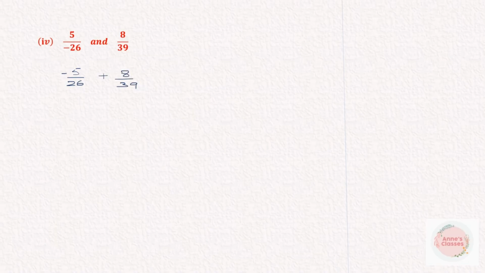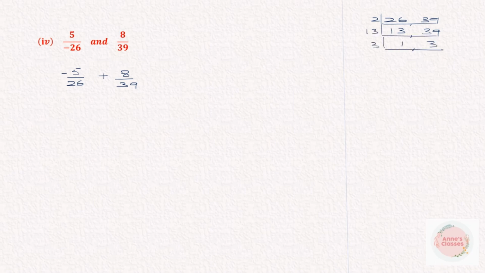As you can see, the denominators are different. Whenever the denominators are different, we have to find the LCM. So let's find the LCM of 26 and 39. Now let's take 2. 2 ones are 2, 2 threes are 6, and then we bring down 39. Now 13 is divisible only by 13. So 13 ones are 13, 13 threes are 39.